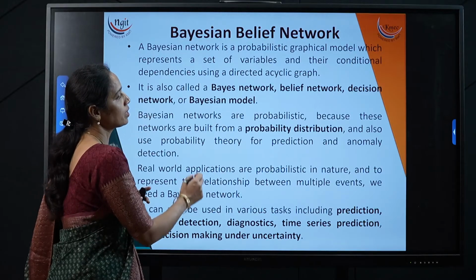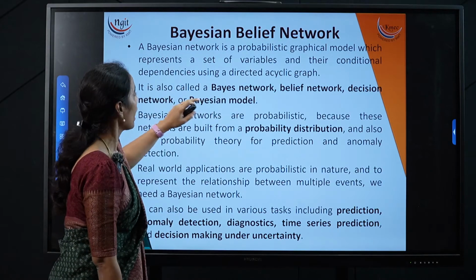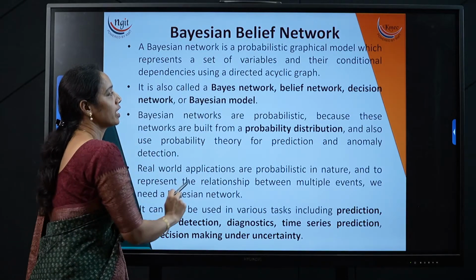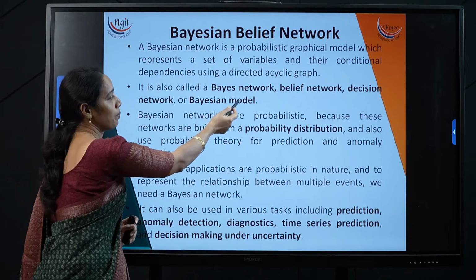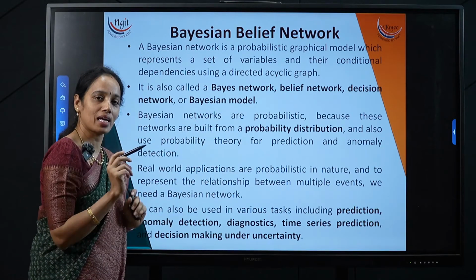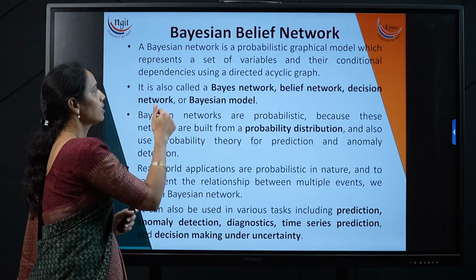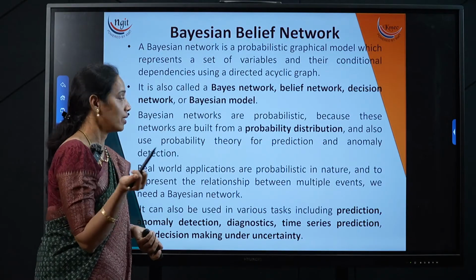It is a probabilistic graphical model which represents a set of variables and their conditional dependencies using a directed acyclic graph. So it is also called a Bayes network, belief network, decision network, or simply we call it the Bayesian model. And in simple terms we can also call this Bayesian belief network BBN.